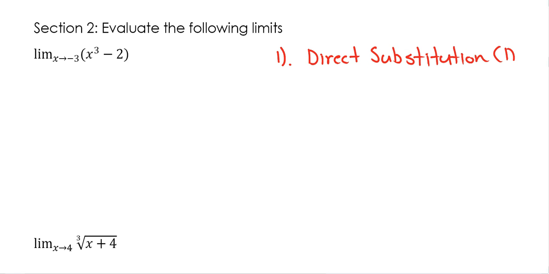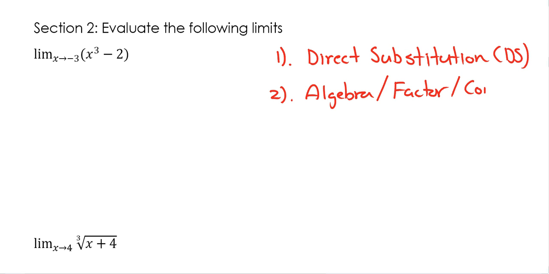I'll call that DS. If direct substitution doesn't work, then you need to apply some sort of algebra. Use your little algebra tricks here. So that means you could factor, or you might have to multiply by the conjugate. And after you apply some algebra and factor or do the conjugate, then you can go back to step number 1 and do a direct substitution. If steps 1 and 2 don't work, then step number 3, I would assume that you probably have some kind of one-sided limit problem.